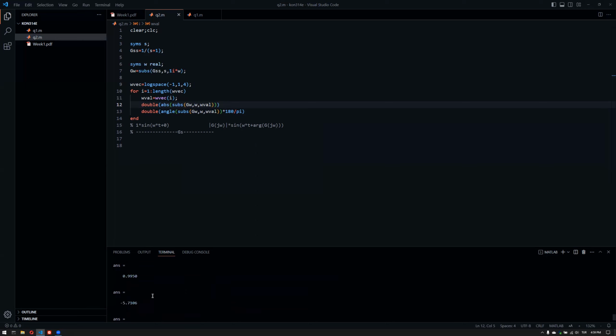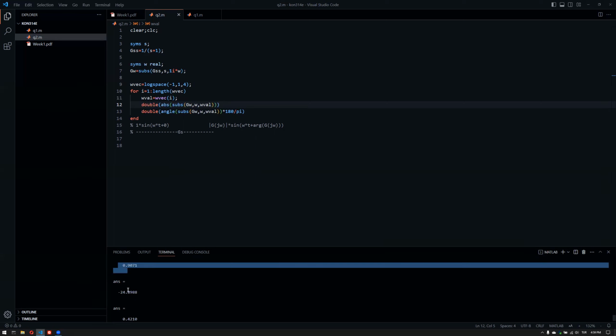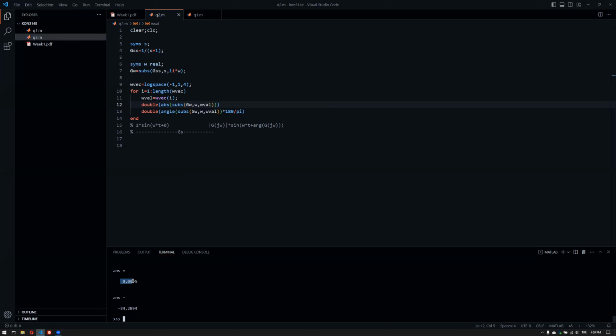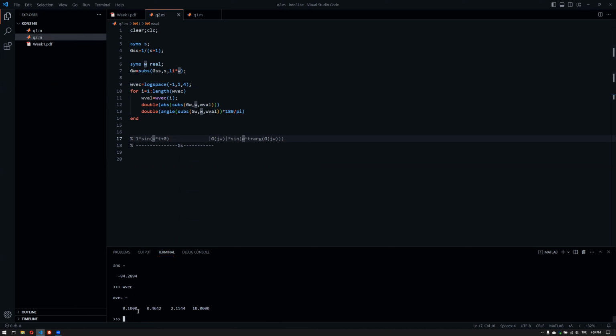There we go. Now we have some numerical values. For the first frequency, we have 0.995 and then minus 5.71 degrees. And for the next one, it goes on like this. And for the last one, which is going to be just 10, we have 0.09 and then minus 84.28. Now, these are basically the amplitudes and phase values, which I have talked about here when we choose each individual omega value in this omega vector here, 0.1, 0.46, 2.15, and 10.